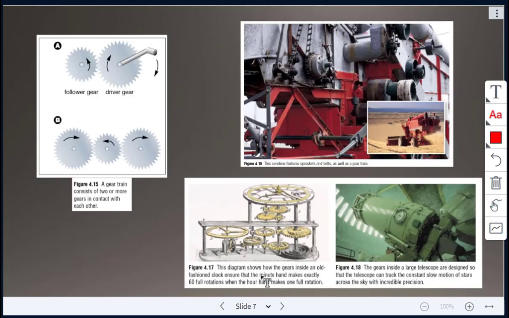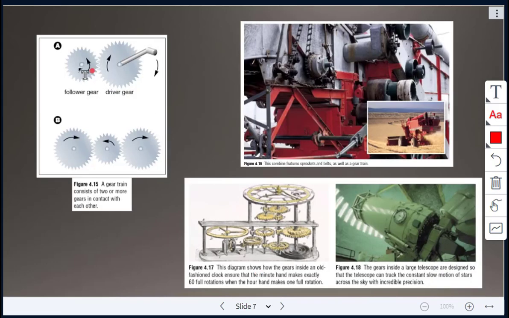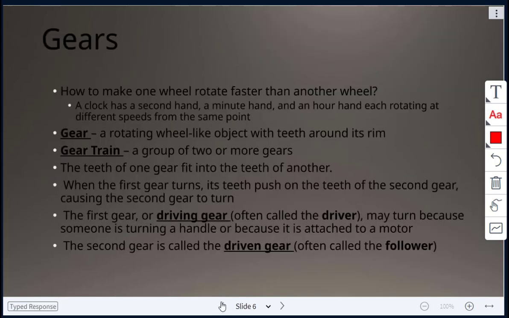Let's see if I have a diagram here. So this would be a gear, right? And those structures on the outside are called the teeth. A gear train is a group of two or more gears. Like this, there are two, that would be a gear train. Here, there are 3 gears, that would also be a gear train. So it's a group of 2 or more gears.